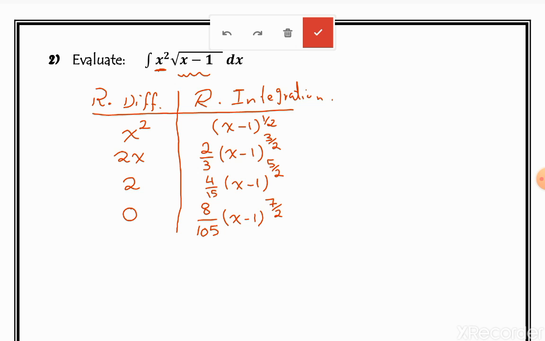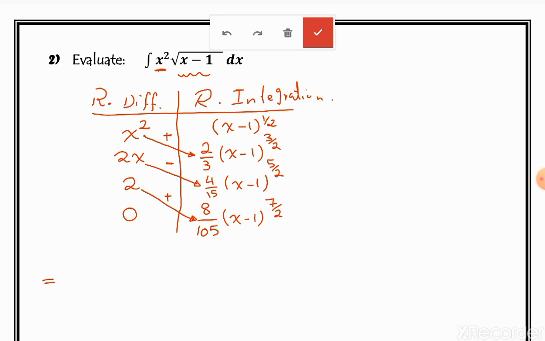Then you should draw an arrow from each entry in the first column to the entry that is one row down in the second column, like this. Here, from x squared to 2 over 3, from 2x to 4 over 15, from 2 to 8 over 105, and then you should label the arrows with alternating positive and negative signs, starting with a positive, like this one. Positive, and then negative, and then positive.